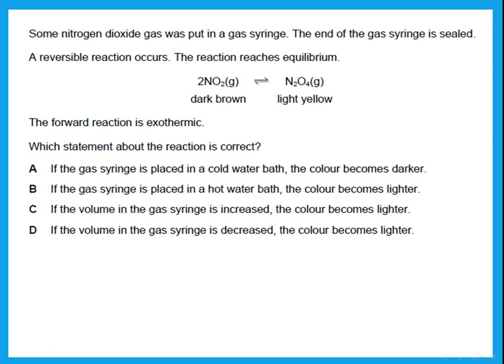Now, C and D is talking about if the volume in the gas syringe is increased or if the volume in the gas syringe is decreased. Now, you should know that the volume of a gas is inversely proportional to the pressure. So if I say the volume was increased, that means the pressure was decreased. If the volume is decreased, that means the pressure is increased. So let's take one of them. Let us say if the volume is decreased, which is my choice in D. Volume decreased means increasing pressure.